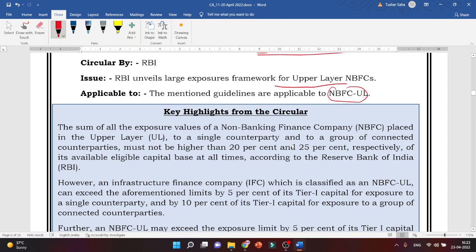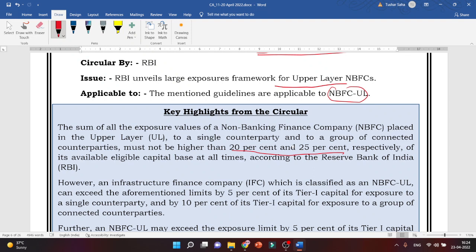The sum of all exposure values of the NBFC placed in the upper layer to a single counterparty or a group connected to the counterparty must not exceed 20% and 25% respectively of its eligible capital base at all times, according to the Reserve Bank of India. So let us understand what it is. Single counterparty or a group of connected counterparties, right?